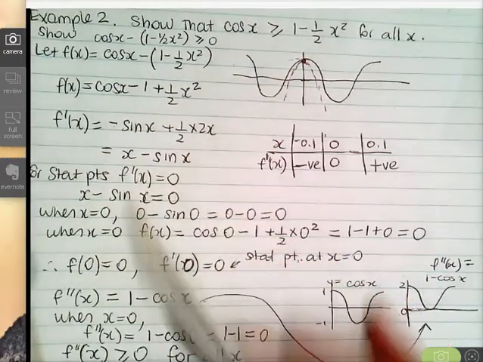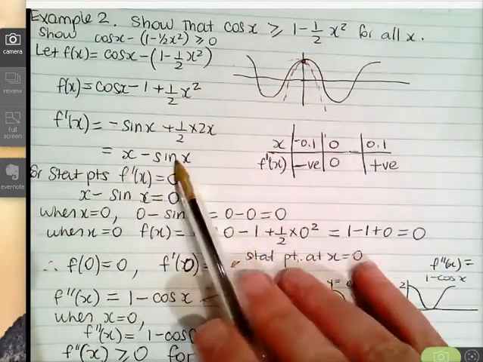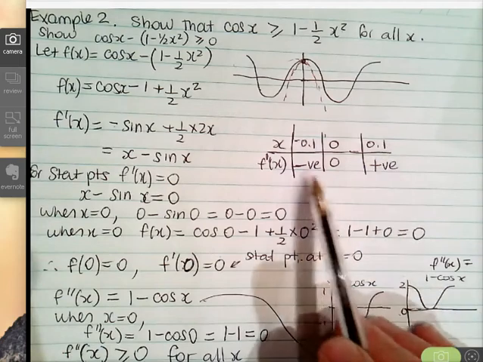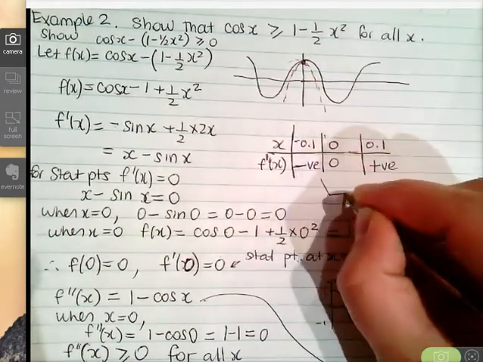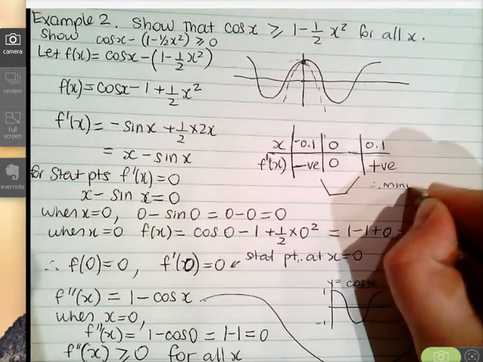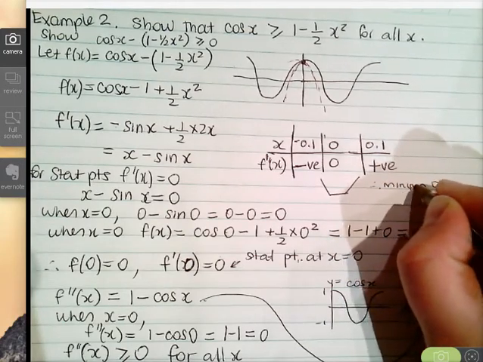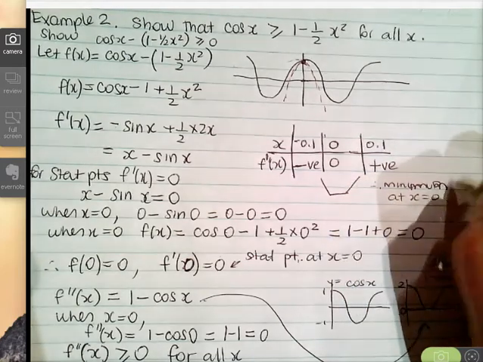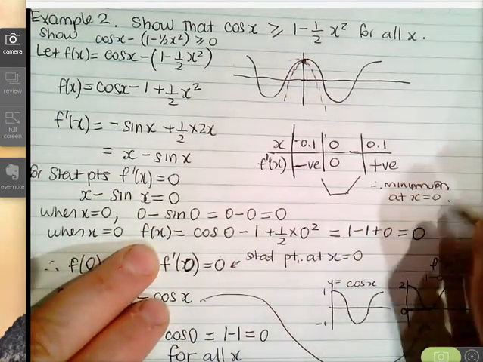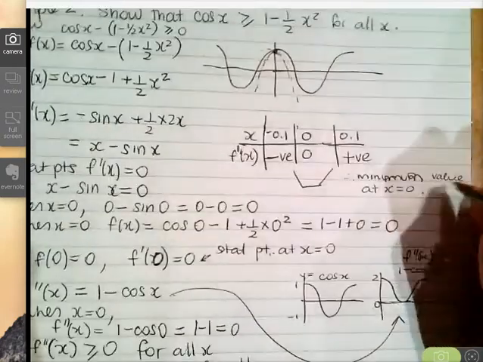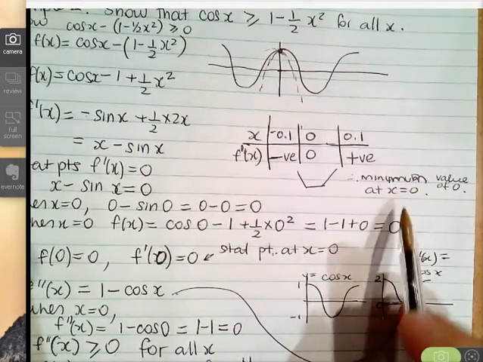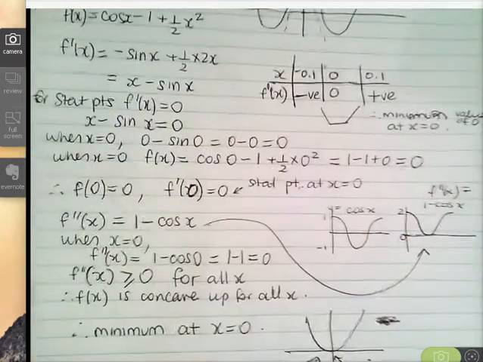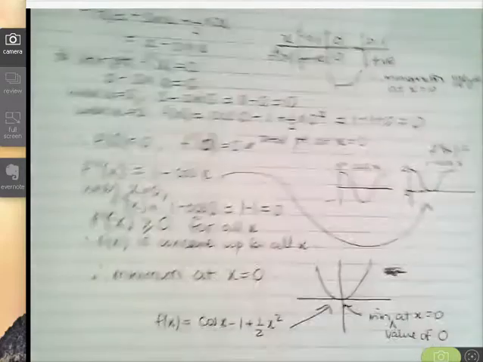Instead of using the second derivative, if I know that I've got a stationary point at x is 0, I can look at a value a little bit less than 0 and a value a little bit greater than 0. I've got negative gradient, 0 gradient here, and positive gradient. Therefore, you've definitely got a minimum. Sorry, minimum. Anyway, I know you can spell. A minimum at x is 0, and it's a minimum value of 0, because we've just worked it out here. So that's another way of doing it, to show that our curve is always greater than or equal to 0.